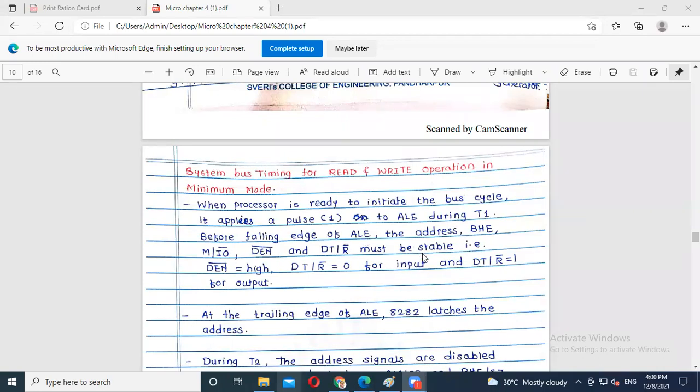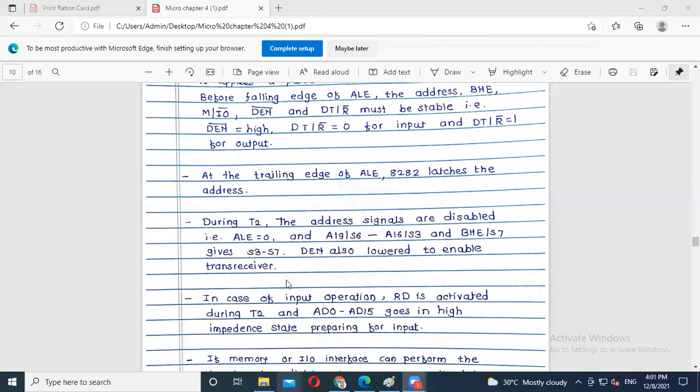the address bus, BHE, memory input and output, data enable, and the data transmitter and receiver must be stable. So for that, the data enable is high, and the data transmitter and receiver is low, meaning 0, for input, and for output it should be 1. Data transmitter and receiver is 1.